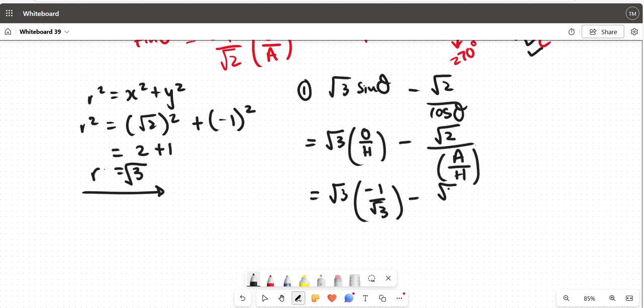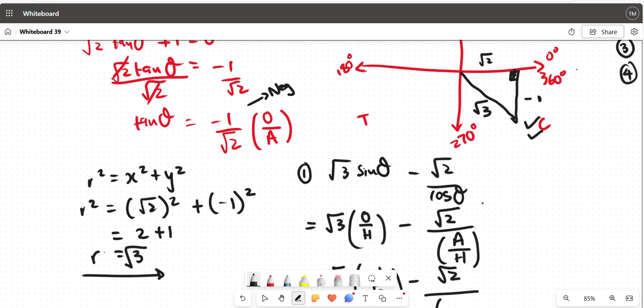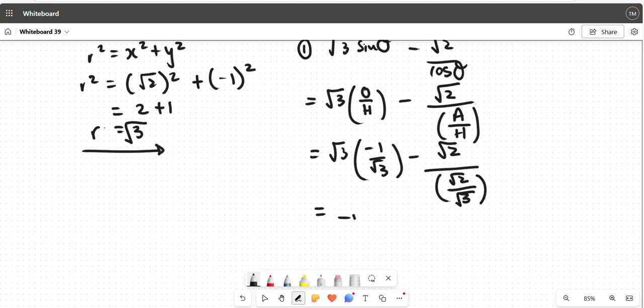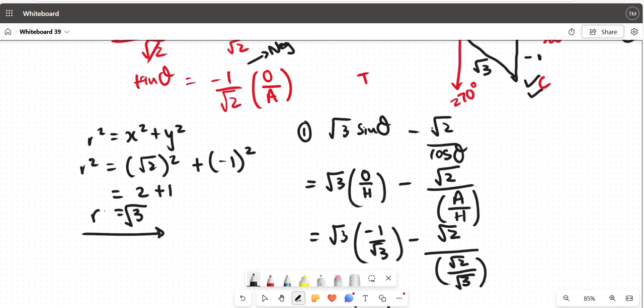This next one, we have a root 2 at the top, and at the bottom we have this fraction here, and my A is the root 2 and my hypotenuse is the root 3. Sorry, not 3 but root 3. And so if I evaluate this using my calculator, I should get a negative 1 there minus a 1, and this should give me a negative 2. And there we go. So we've calculated the first guy, but we need to do the second guy.